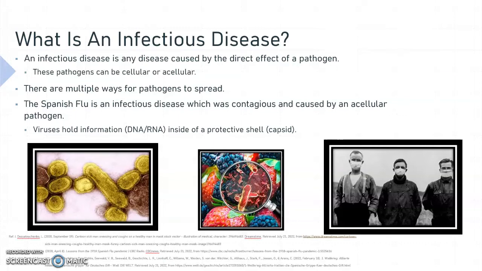The Spanish flu was an extremely dangerous infectious disease, and it was caused by a virus, making it an acellular pathogen. Viruses are pieces of information of DNA or RNA that are inside of a protective shell called a capsid. Viruses are much smaller than our cells and do not have a way to reproduce on their own. Viruses need a host to copy themselves. Once inside the body, they use the body's cells' machinery in order to copy themselves.